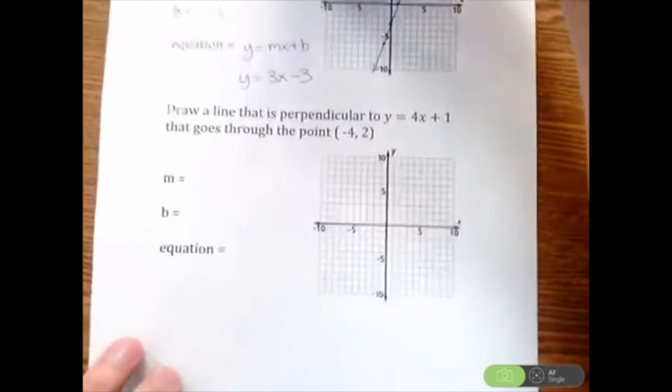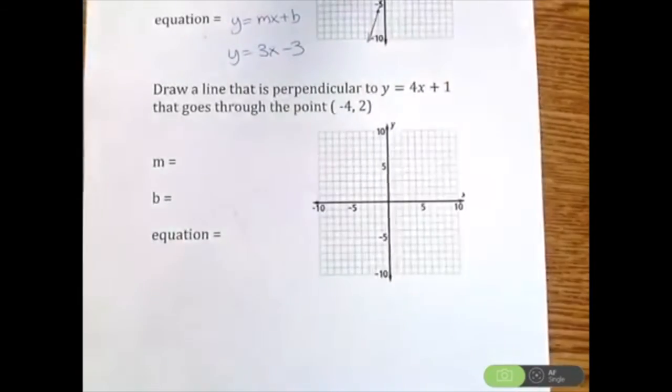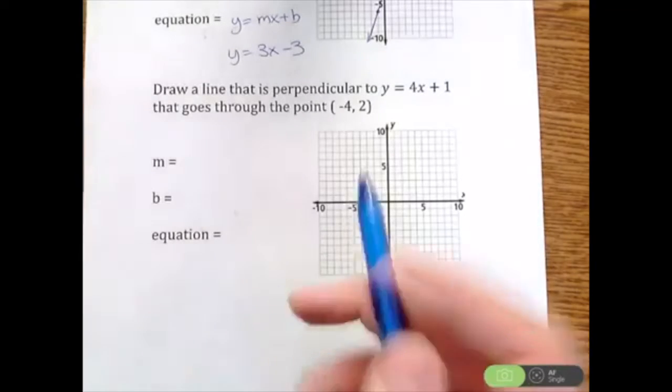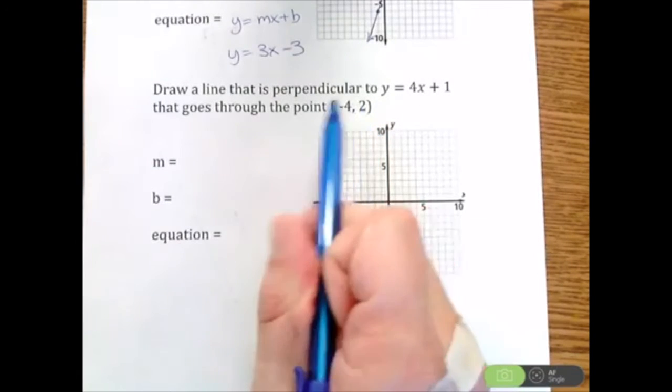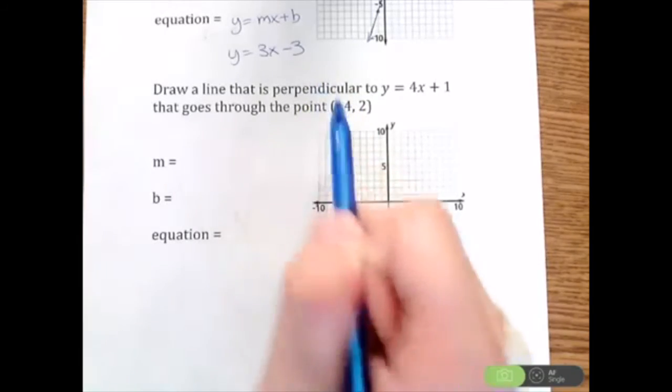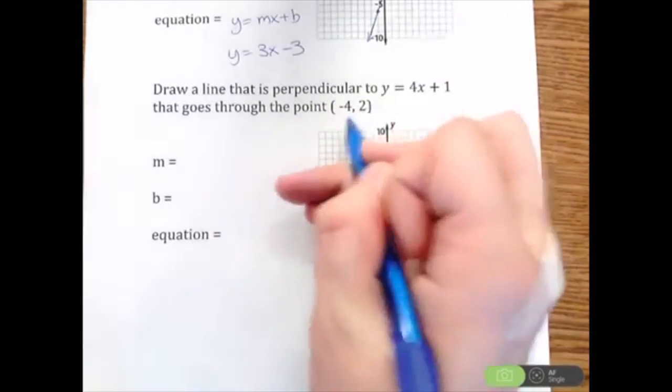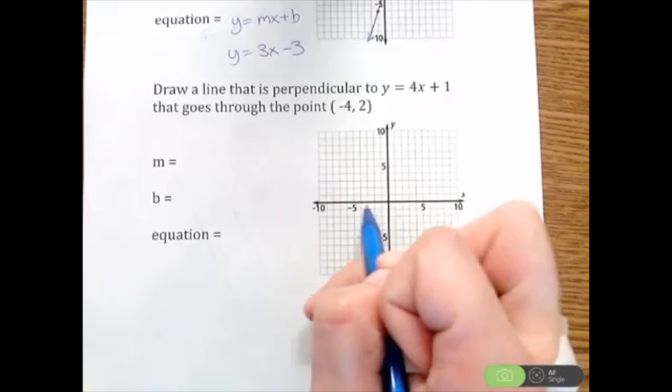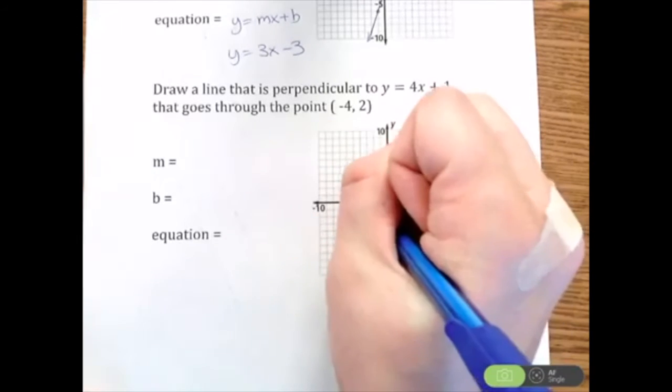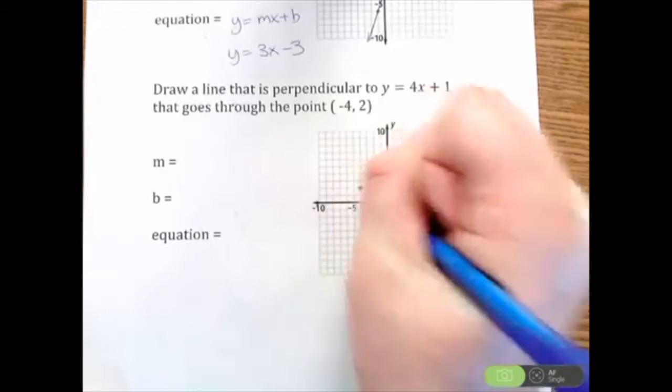One more problem for us here. Draw a line that is perpendicular to y equals 4x plus 1 through the point negative 4, 2. So I'm going to need to use this idea of perpendicular, we might be able to use that. So negative 4, 2, left 4, up 2. So we're through this point.